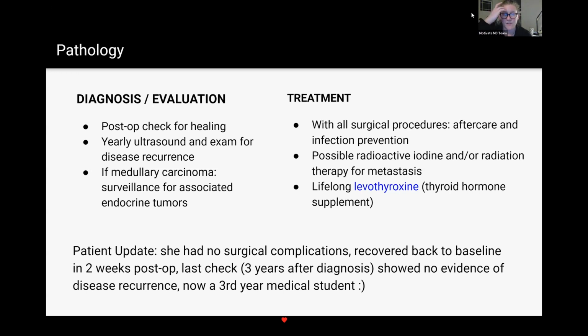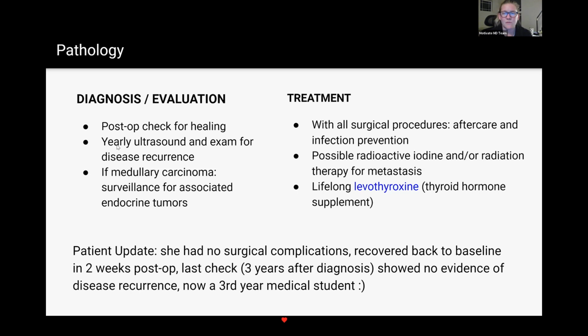They'll typically have a post-op check a couple weeks after the procedure to make sure that everything is going okay with the healing process. After that, it's typical to have a yearly ultrasound or a yearly exam with your surgeon to monitor for disease recurrence and make sure that you are still in remission and don't have any other signs of cancer returning. There are a couple of adjuvant treatments for some cases of thyroid cancer. Some people are candidates for radioactive iodine therapy or radiation therapy, especially people with metastatic disease. But for this patient in particular, it was just localized to that one lymph node and she didn't have to undergo any additional adjuvant therapy.